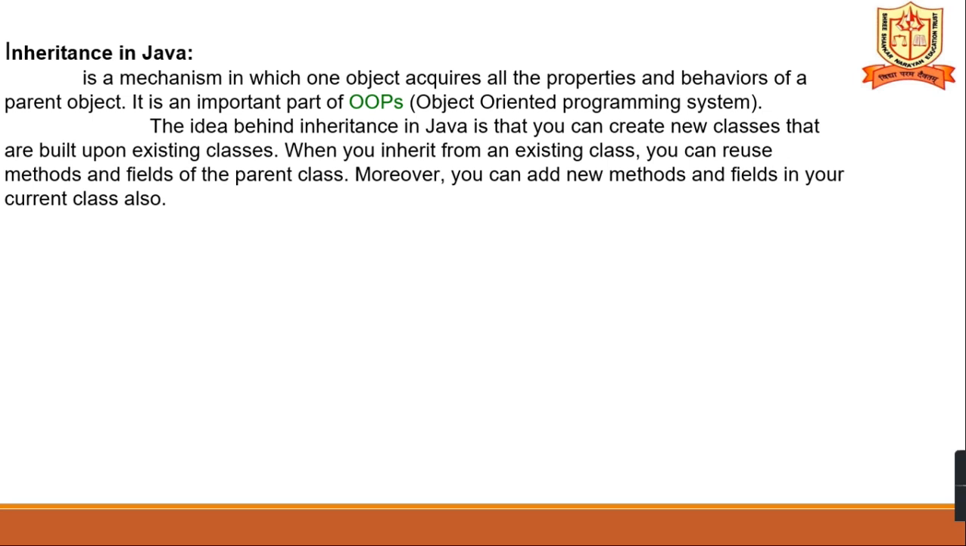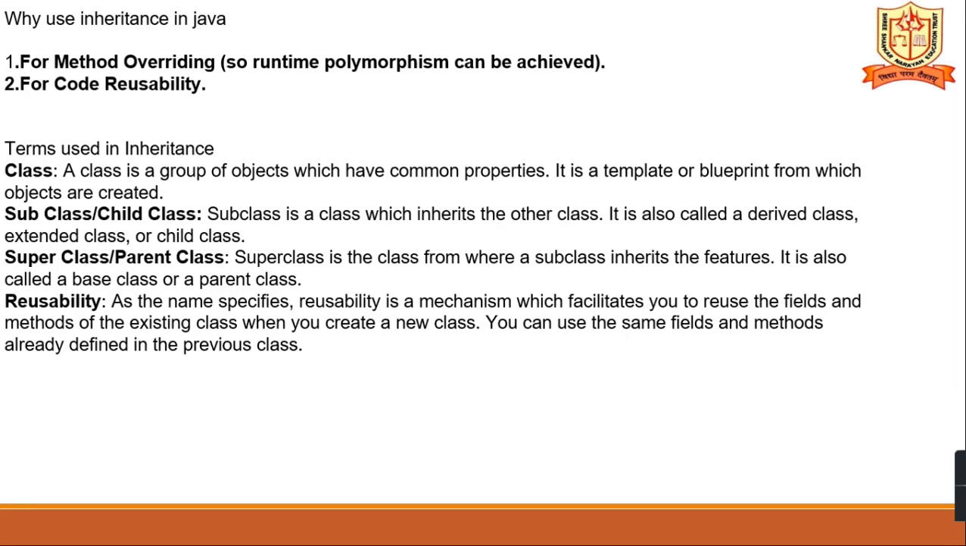Got the idea? What is inheritance? Inheritance is used to create classes. That class can inherit the parent class variables and methods, as well as have its own variables and methods. Why do we use inheritance in Java? For method overriding and code reusability, we use inheritance. So what are the terms in inheritance?